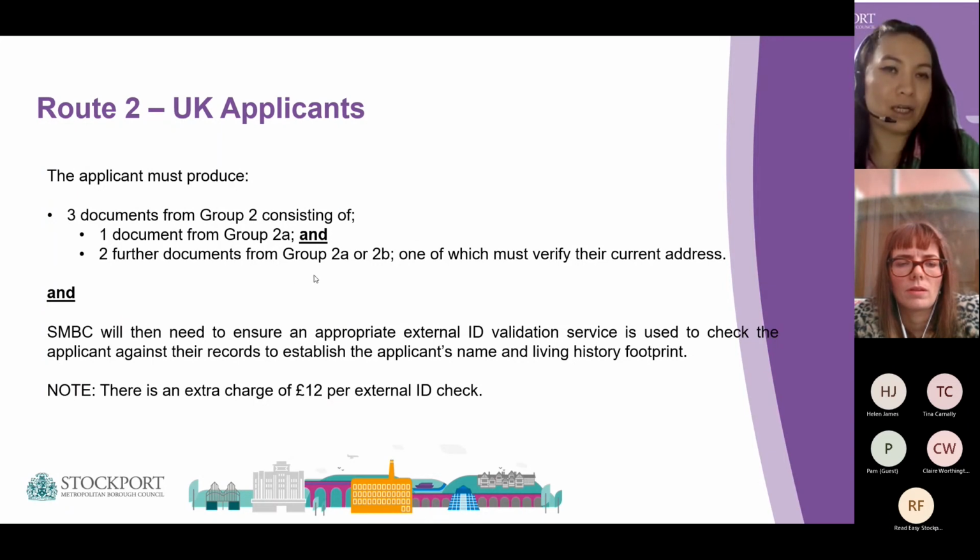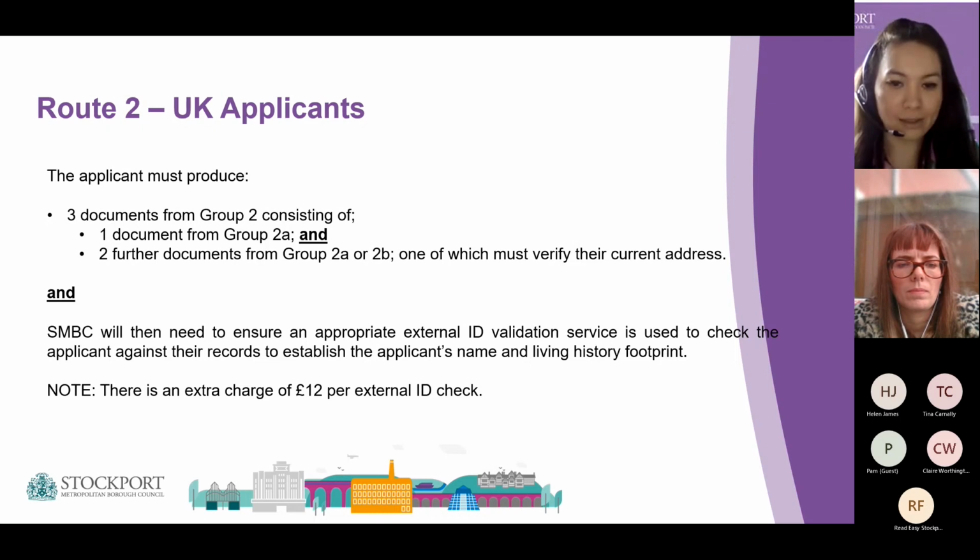In addition to supplying these documents, they also need to have an external ID check. So this is done through the system automatically when we're adding the details of the documents onto the application form. This is done pretty instant on the system. So when we're at that stage, we'll then do the external ID check, and that will come back to say whether it's passed or failed. So if it's a pass, then that's great, we can just process that application. If it fails, they would then have to go down a route 3 or provide a document for route 1.